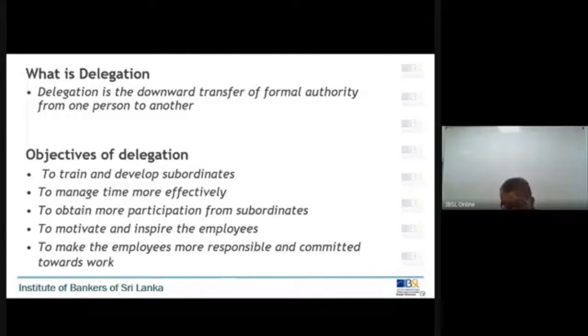And even though the manager has given the authority to the assistant manager to do certain things, remember, the manager cannot avoid accountability.